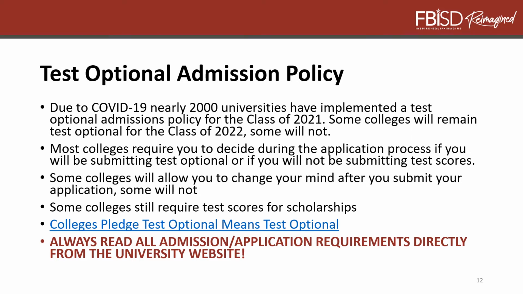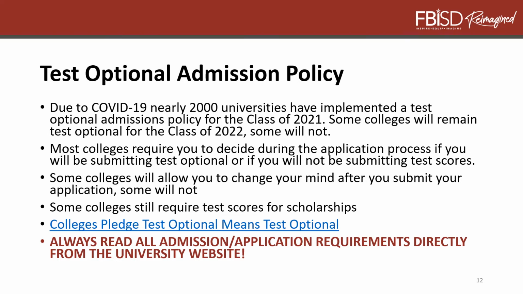Test optional admissions policy. As we stated at the beginning of the presentation, over 2,000 universities have implemented a test optional admissions policy for the class of 21 due to the COVID-19 pandemic. Some of these colleges will remain test optional for the class of 22. Some will not. Most colleges require the student to decide if they are going to be test optional during the application process. It is a question in the application. The student will select to send test scores or not to send test scores during the application process. Some colleges will allow the student to change their mind after they submit the admissions application on whether or not to send test scores. Some colleges will not.